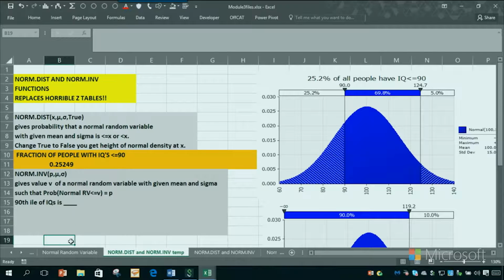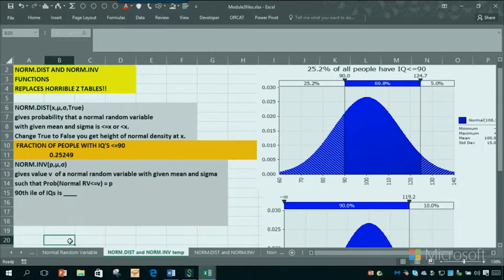Okay, now we can also get percentiles of a normal random variable. NORM.INV(p, mu, sigma) gives the pth percentile, like if p is 0.9, the 90th percentile of a normal random variable with a given mean and sigma. You don't need that TRUE or FALSE. If you put p as 0.1, you get the 10th percentile. You put p equals 0.5, you get the median. Okay, p equals 0.6, you get the 60th percentile.